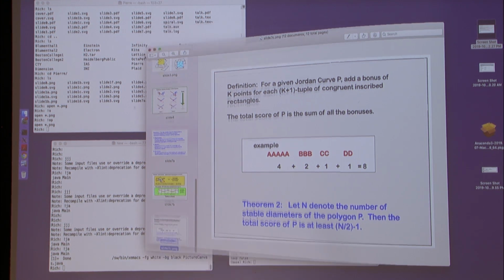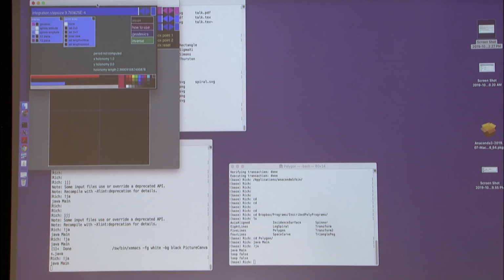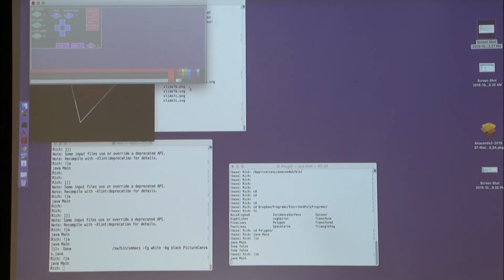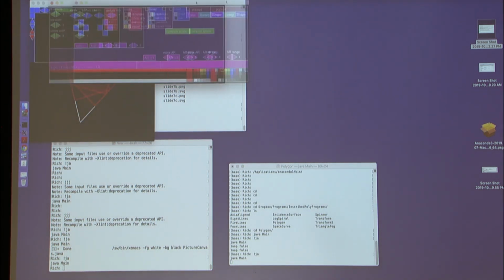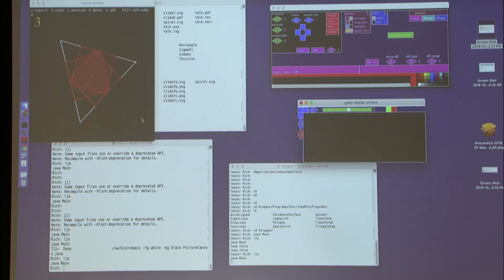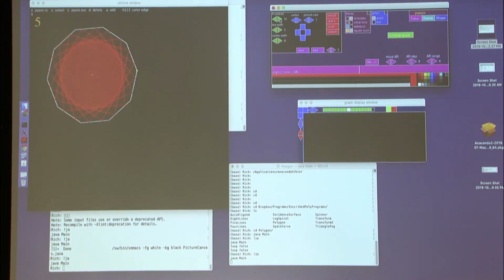OK, maybe I should open up the program again. Nope, that's the wrong program. Nope, it's here. It's fun to compute a big one.